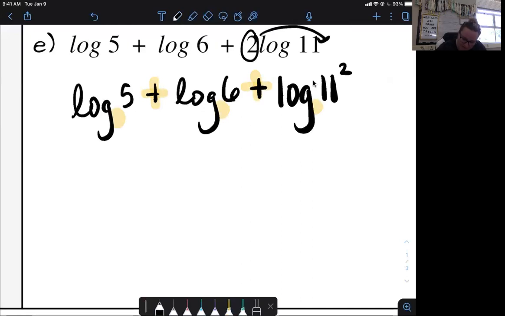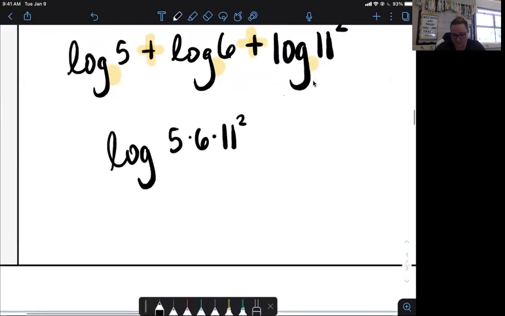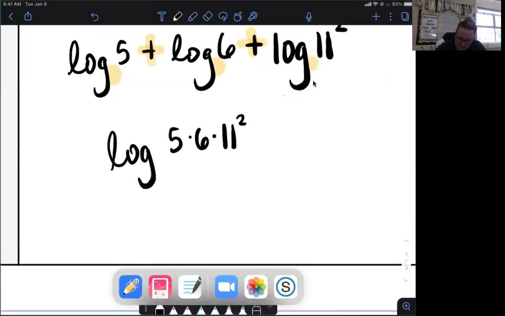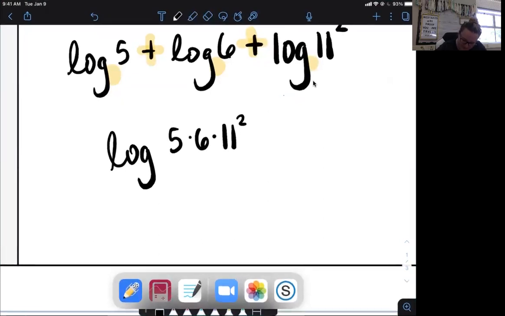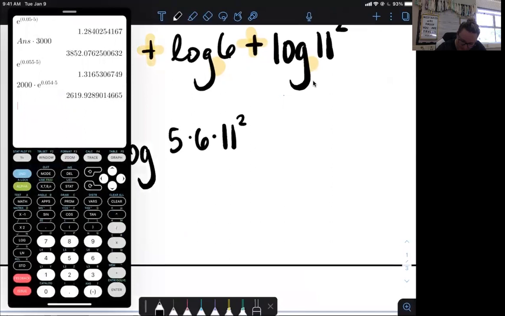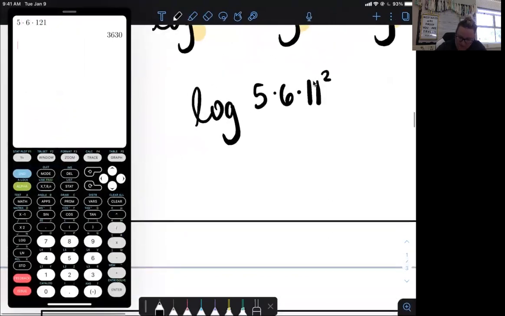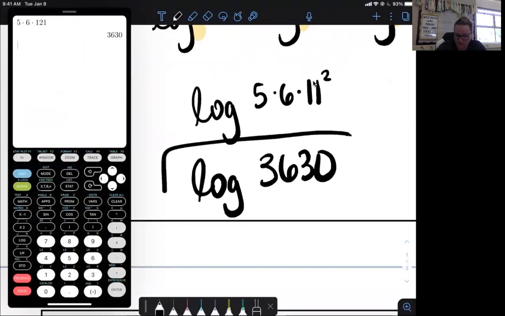So we have the log of 5 times 6 times 11 squared. So we're going to go ahead and multiply that out. We're going to have 5 times 6 times 11 squared, which is 121. We get 3,630. So our final answer is the log of 3,630.